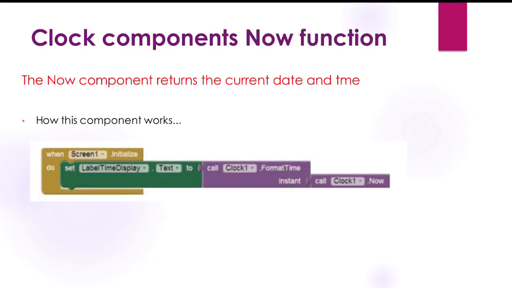The clock component has another function which is called the now function. The now function returns the current date and time as an instant. The purple call now block below is the block that is used for this now function.